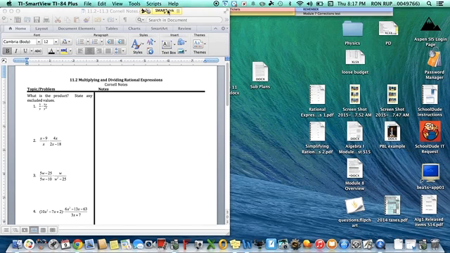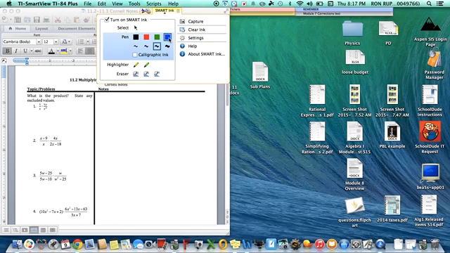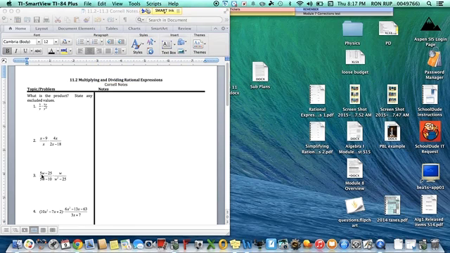Hopefully you did this with some relative ease. So, 5w minus 25. Well, we know that they have something in common. They both can be divided by 5. That would leave w minus 5. 5w minus 10. Well, they both can be divided by 5. Leaves w minus 2.